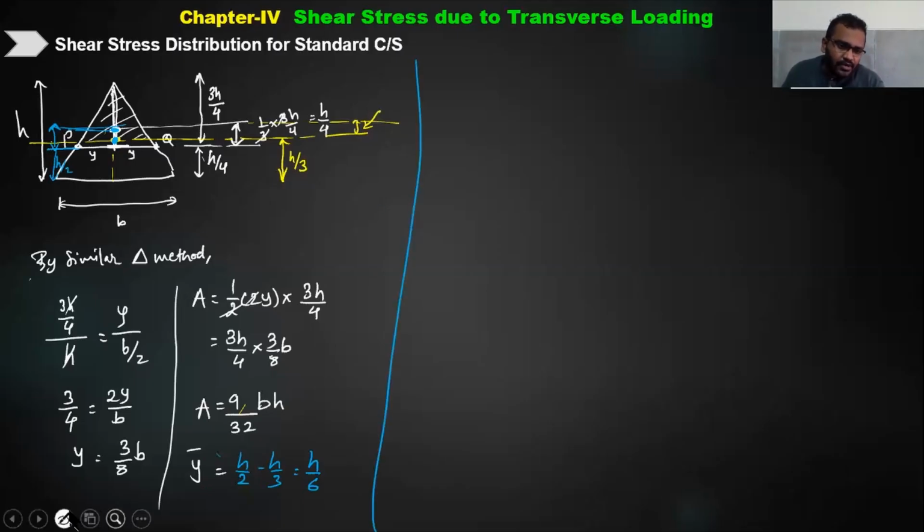So y bar I know. Now once you know y bar, you can simply find the inertia. Inertia we already know, it will be the same, bh cubed by 36. Okay. So what will I get as my shear stress value at PQ level? It is S A y bar upon I B.